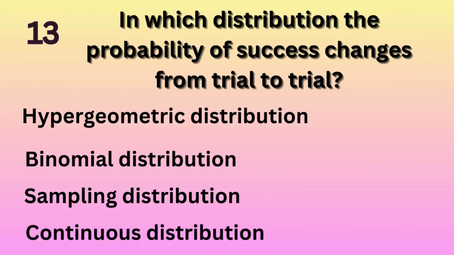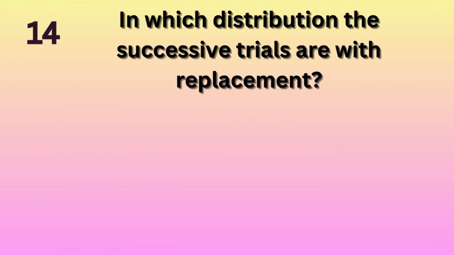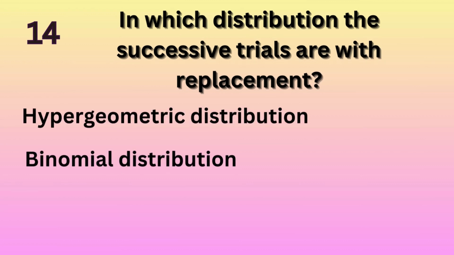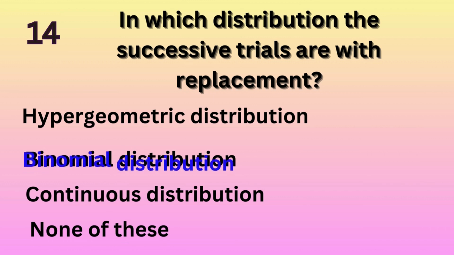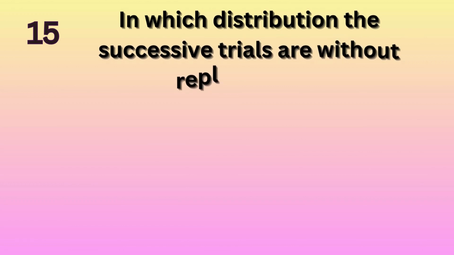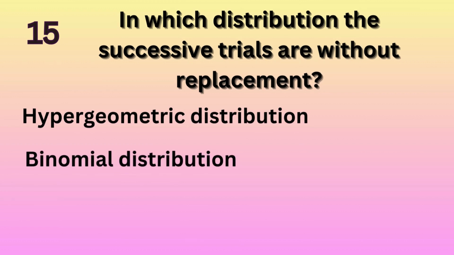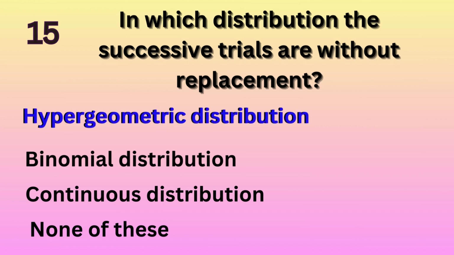The correct option is hypergeometric distribution. In which distribution are the successive trials with replacement? The options are hypergeometric distribution, binomial distribution, continuous distribution, none of these. The correct option is binomial distribution. In which distribution are the successive trials without replacement? The options are hypergeometric distribution, binomial distribution, continuous distribution, none of these. The correct option is hypergeometric distribution.